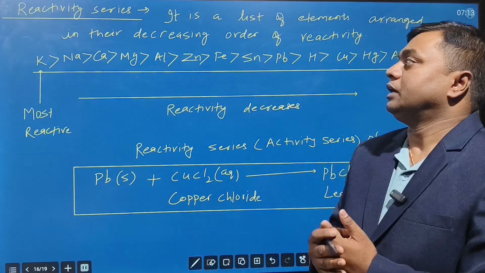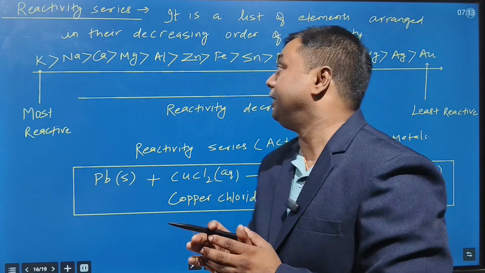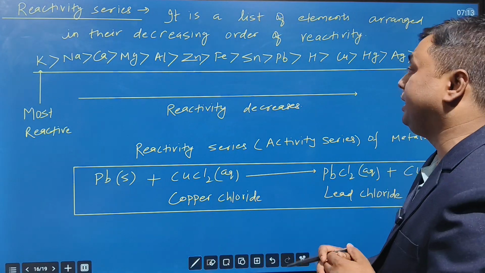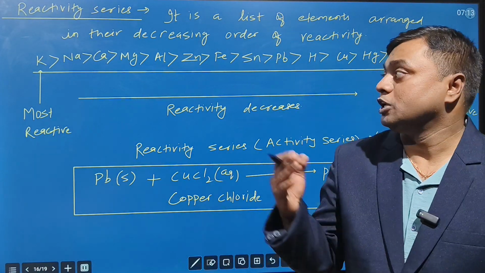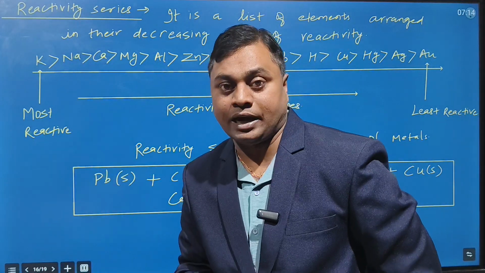Next, reactivity series. Okay, it is the list of all the elements. Okay, few elements, basically, not all the elements. It is a list of elements arranged in their decreasing order of reactivity. This is also called the activity series. In this series, you can see potassium is most reactive.